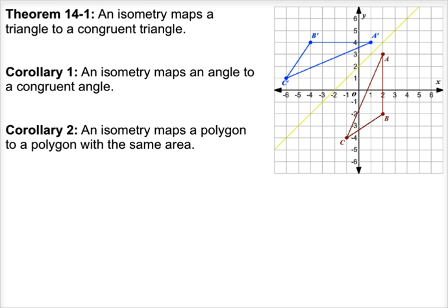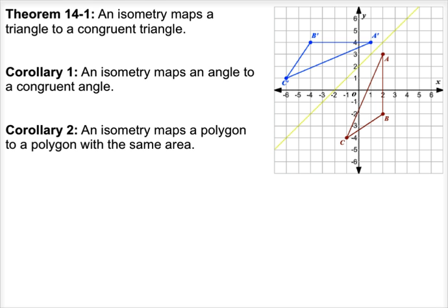Theorem 14.1. An isometry maps a triangle to a congruent triangle. So if I look up here, if I start with my original triangle, which would be triangle ABC, and I flip it around the green line, I get a new triangle, A prime, B prime, C prime, which is my image, and as long as they are staying congruent, it's an isometry.